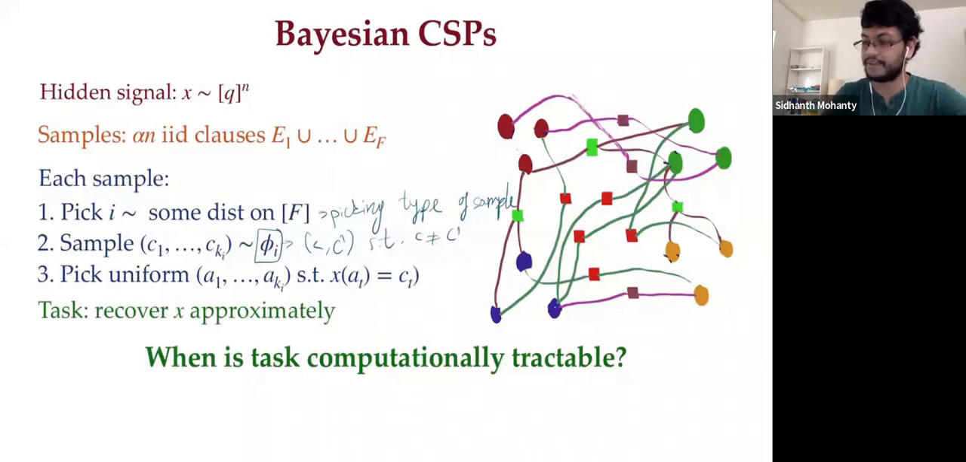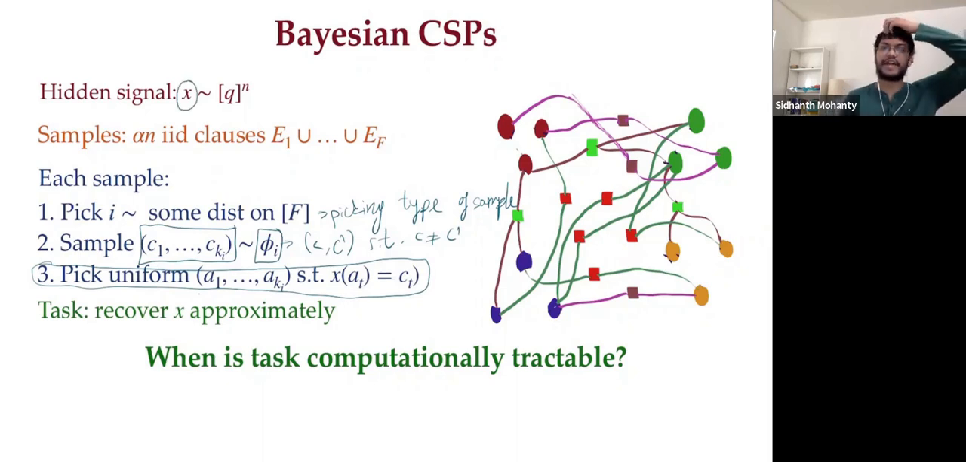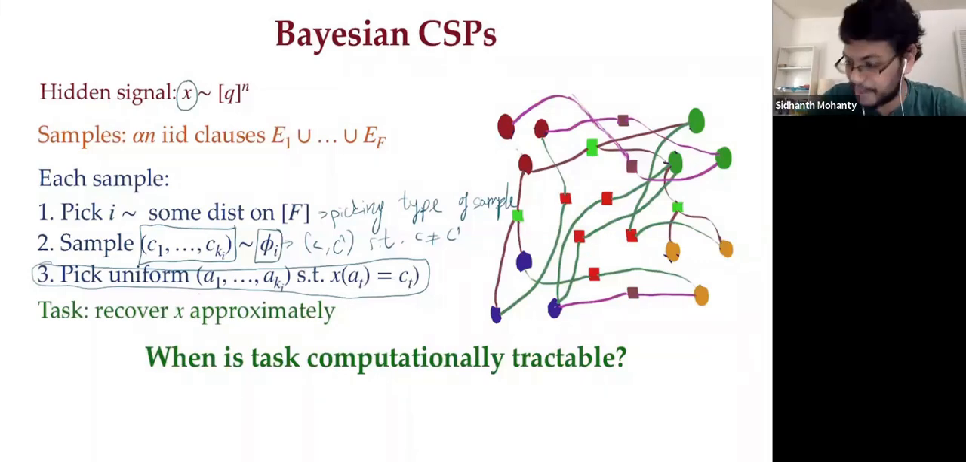And finally, this third step is the one where you actually pick a sample that has anything to do with n, which is the whole instance. You pick a random tuple which matches exactly the color tuple you picked in step 2. And now the task is to recover the hidden signal X approximately. And the question is, when is this task computationally tractable? I think it's a good time for me to wait, say, 15 seconds to let people absorb this and also take questions if there are any.